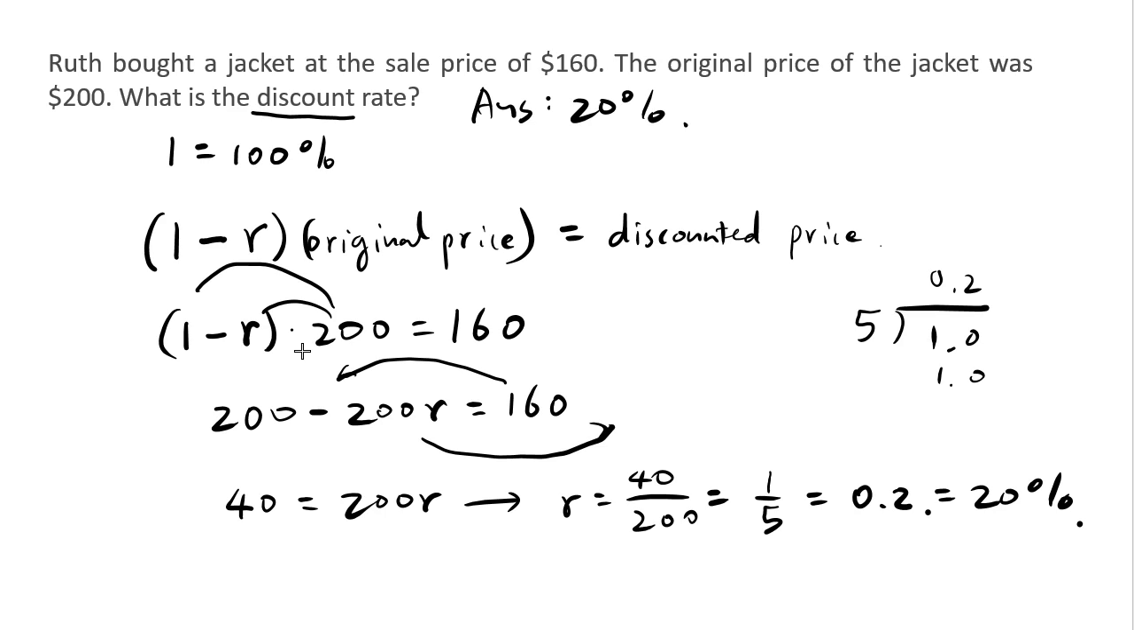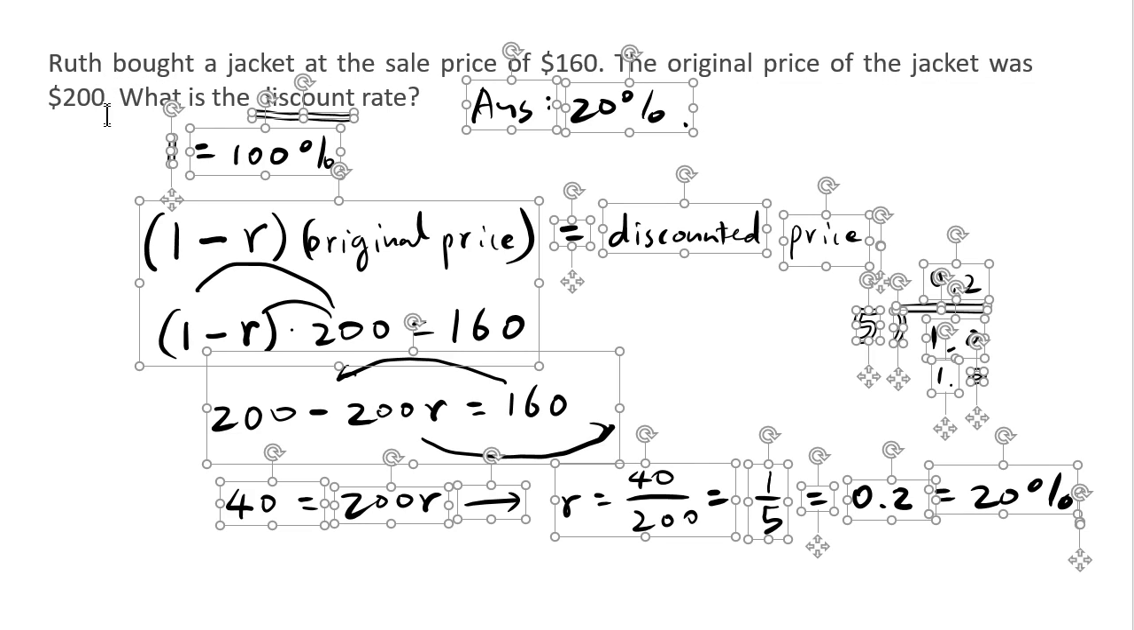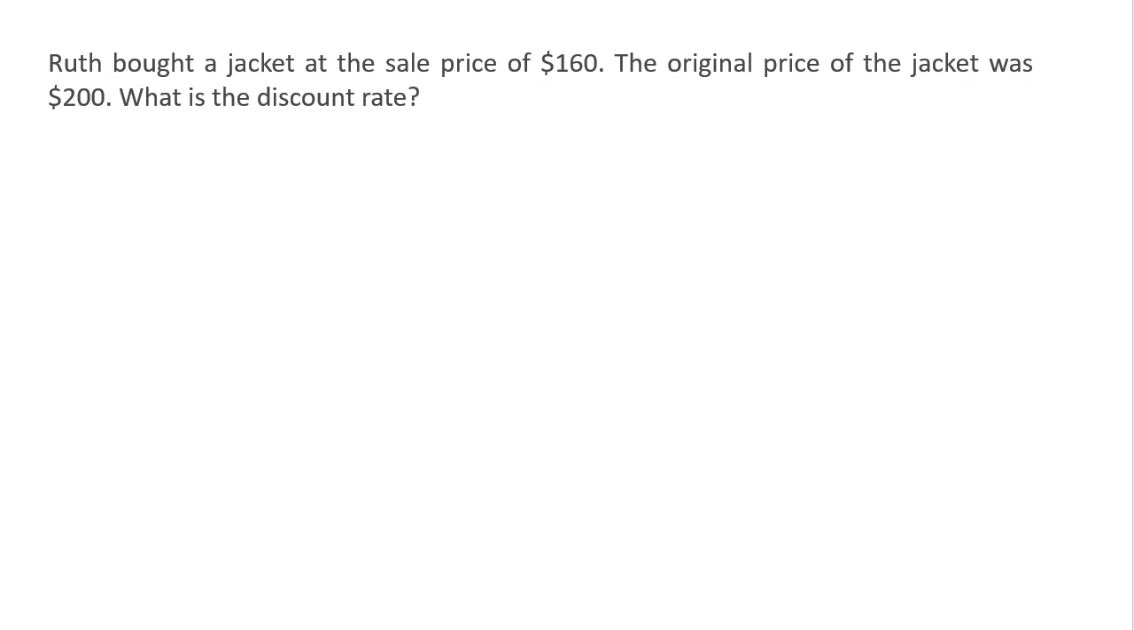Okay, now let me try to solve this question in a more intuitive way. So first, to see how much discount was applied, look at the difference between the discounted price and the original price. So $200 went to $160. Well, how many dollars was the discount? There was a $40 discount, right?